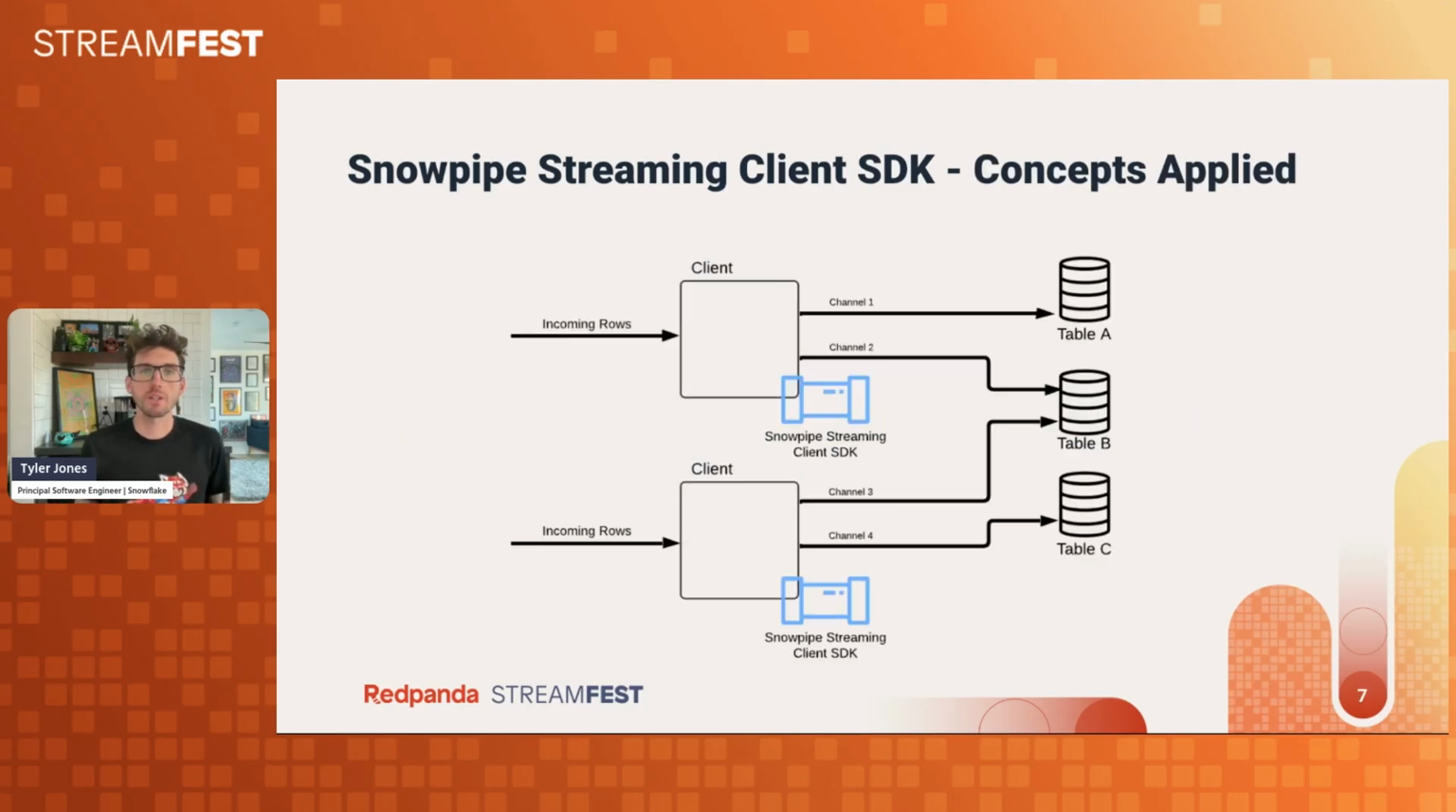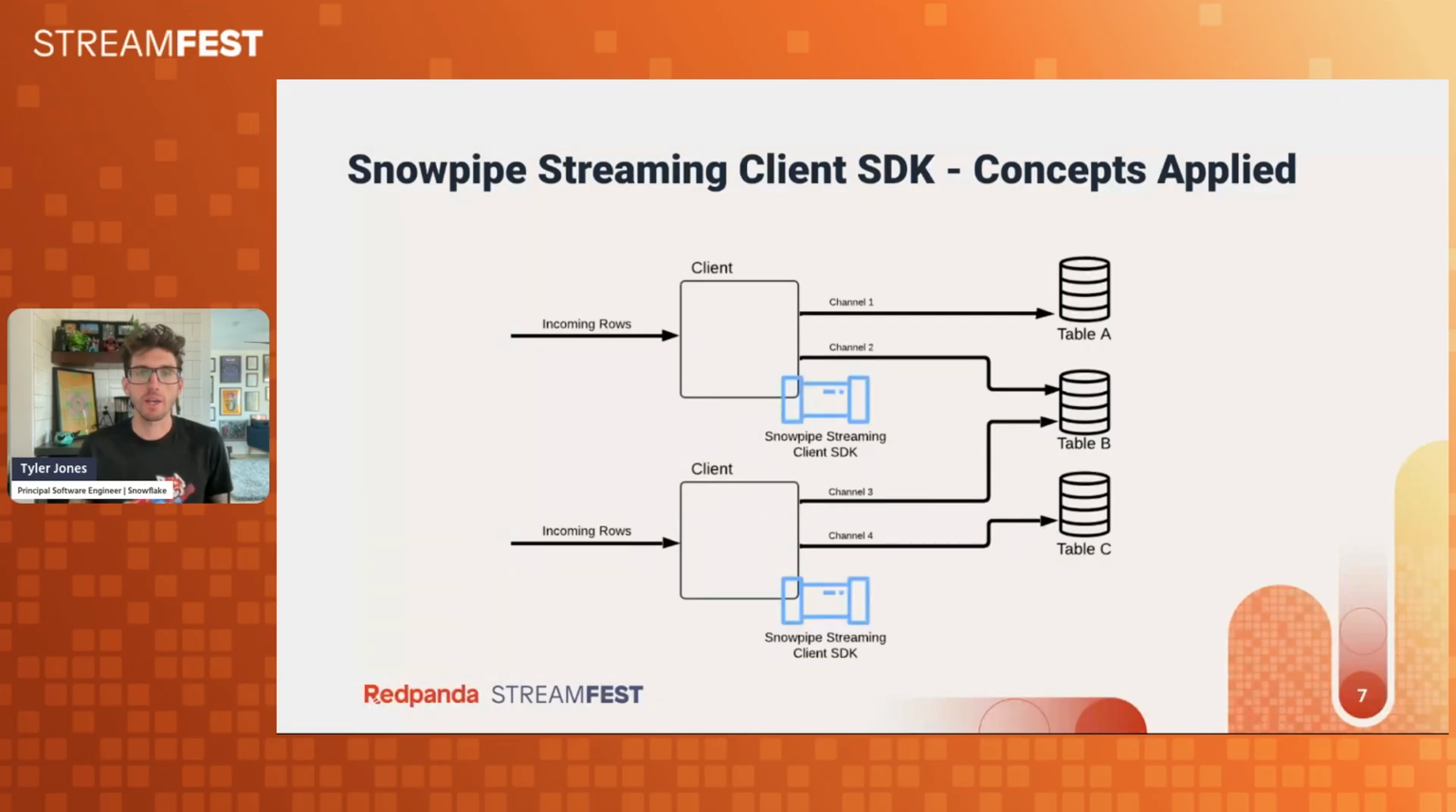So if we visualize what these concepts look like here, we have 2 clients where both of them are receiving incoming data. And the first client on top has a channel open to table A called channel 1, and a channel open to table B called channel 2.